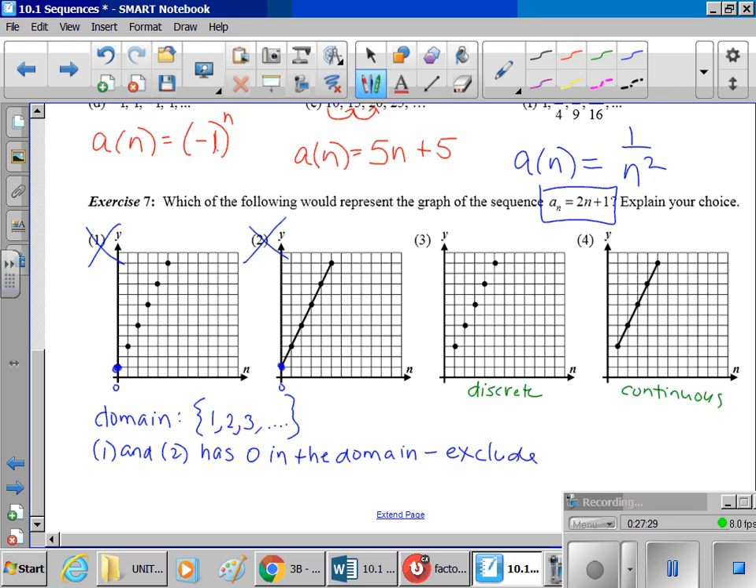So you're going to have values between 1 and 2. But when you talk about a sequence, you're talking about discrete, because you're talking about the first term, the second term, the third term, the fourth term, the fifth term, the sixth term, the seventh term. You're not talking about the 1.5 term, because there is no such thing. So I'm going to say here that number 4 is continuous, and we're going to exclude or omit it.